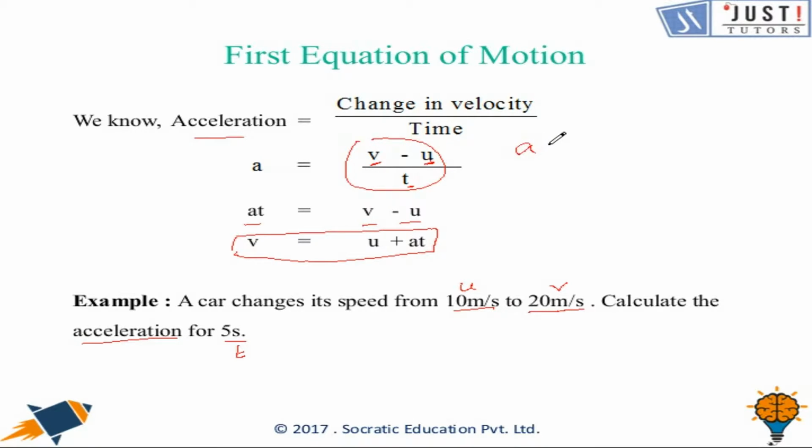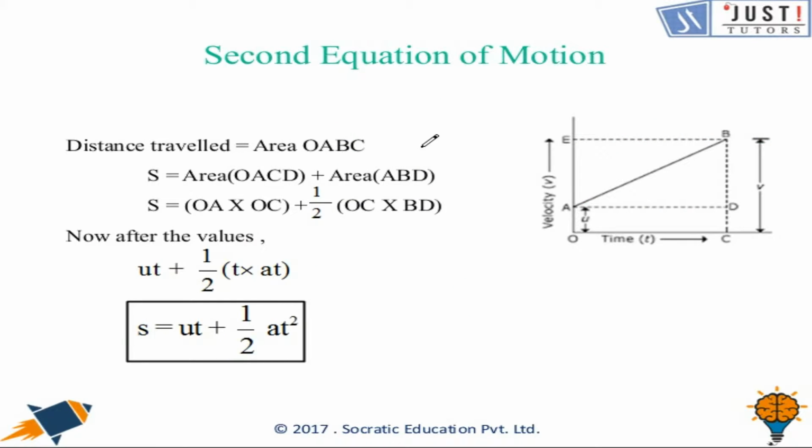So a, that is acceleration, will be 20 take away 10 over 5. So this will give you 10 over 5, and by this you will get 2. And remember, the SI unit of acceleration is meter per second square. So here's the answer for this example, and you can use all equations of motion in a similar way. Let's move ahead to the second equation of motion.